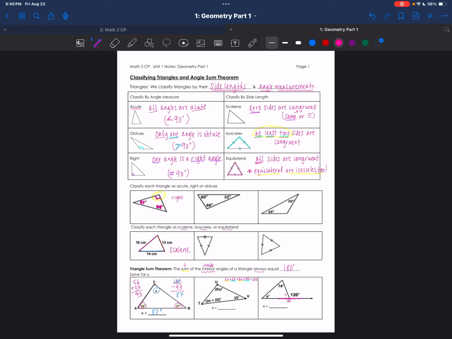And that is how you classify triangles by angle measure or by side length, and also the angle sum theorem, which says that all triangles' interior angles equal 180 degrees.